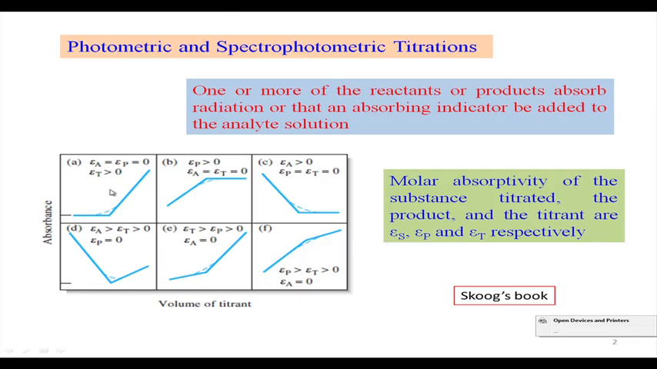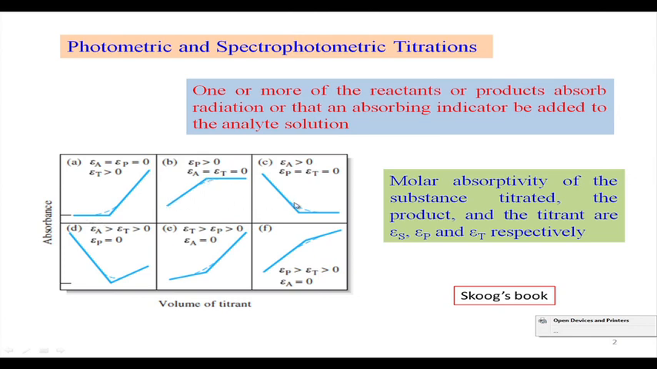So, when only the epsilon value for the titrant is greater than 0 and the other two are equal to 0, what we get is that after the end point your absorbance will increase. And in this case also, if only the product epsilon is greater than 0, but your other two are 0, then after the end point you have a similar change.